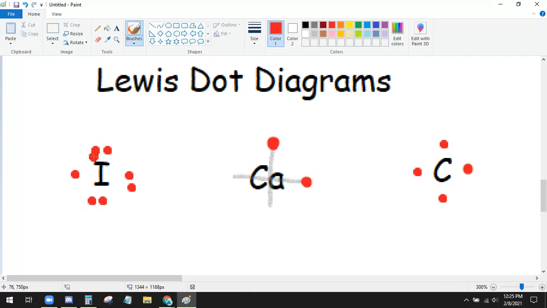The reason you don't want to do a continuous circle is because counting in pairs makes it easier to keep track of how many valence electrons you have. So right away you can go, there's 3 pairs, that's 6 plus 1 is 7. Or it's easier to count 2, 4, 6, 7. Okay.